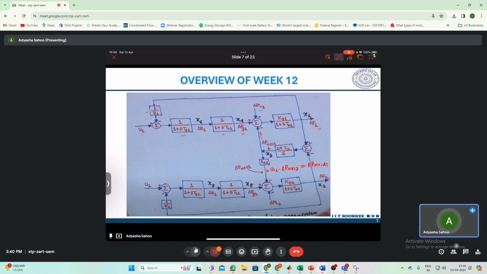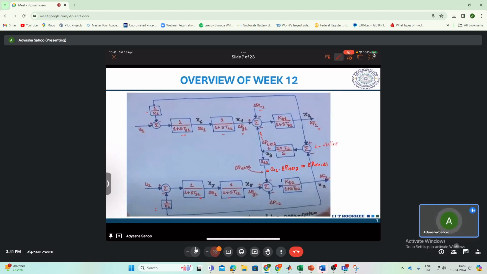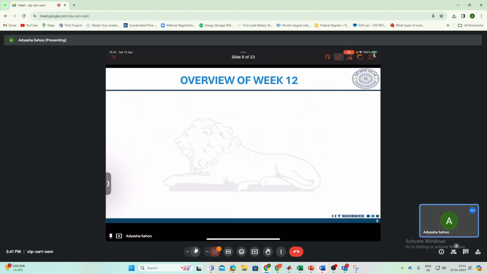So area 1 and area 2, and between these two, you have the tie line model. For the tie line we had delta f1 minus delta f2 multiplied by 2 pi T12 by s. So if you see here, this is delta f1 minus delta f2 multiplied by 2 pi T12 by s, giving you P tie 12. So I hope this was clear.